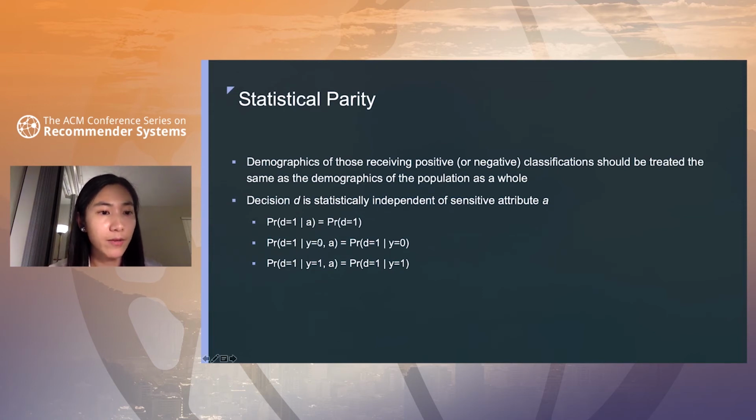We also have a definition regarding the original labels or outcomes of the data. For instance, if we're making the prediction as 1 while the original label is 0, then this decision should be the same for all attributes.